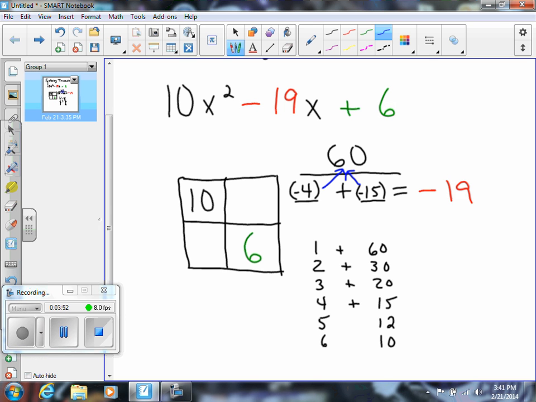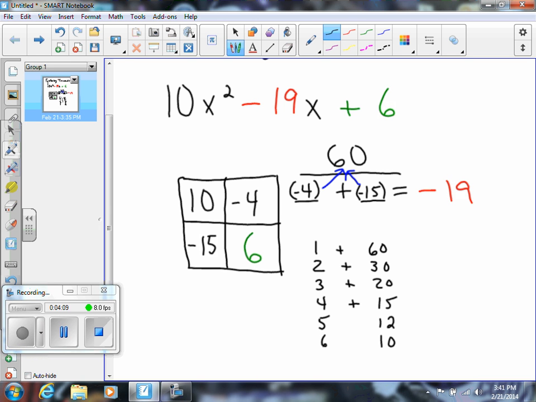I'm going to place these two numbers into the Punnett square. And it doesn't matter which two boxes they occupy. So I put negative 4 in the top right, negative 15 in the bottom left, but I could have reversed those.